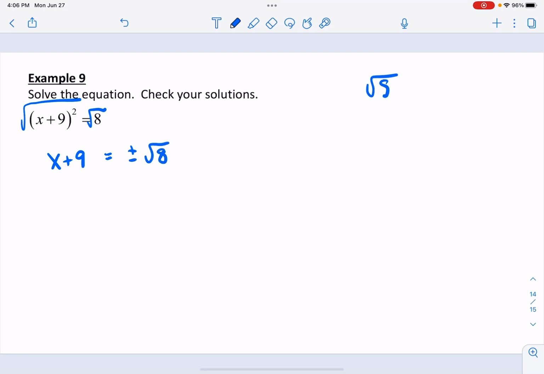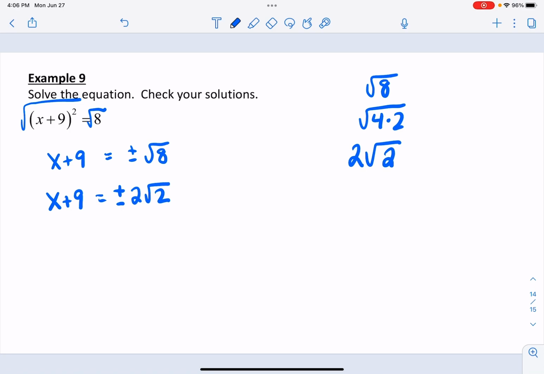Now root 8, doing a little side work, we want that in simplest radical form. Root 8 can break up into 4 times 2, since 4 is a perfect square. Square root of 4 is 2. The plus and minus goes to the left, so this is plus or minus 2 root 2. So then I subtract 9, and the 9 goes in front. So it's negative 9 plus or minus 2 root 2. And then it's actually not a bad check.